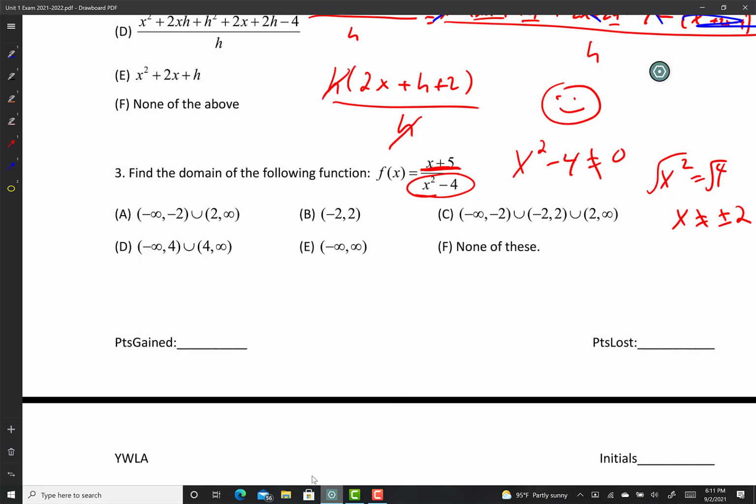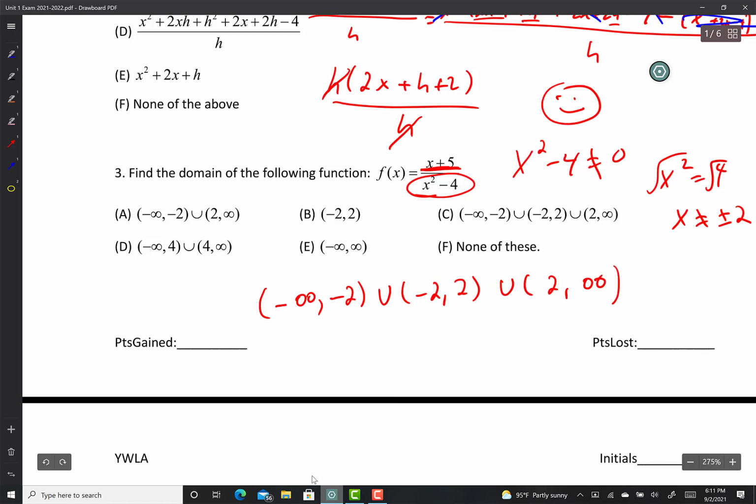But since I have multiple choice, they wrote them in interval notation. You're going to go negative infinity. You read it left to right, right? Negative infinity all the way. Which one do you hit first? The negative 2. And then union from negative 2 all the way to 2. And then union from 2 all the way to infinity. So I think it is this one right here.